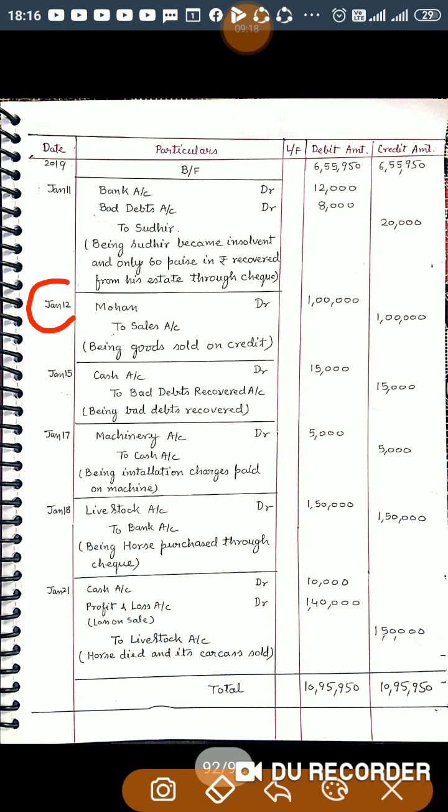You first write the date, January 12. Mohan should be debited with 1 lakh and sales should be credited with 1 lakh. The selling price given was 1 lakh, so we will consider the selling price, being goods sold on credit.